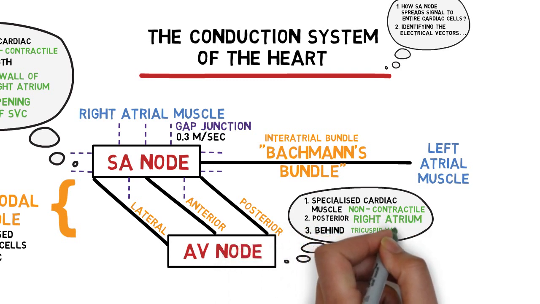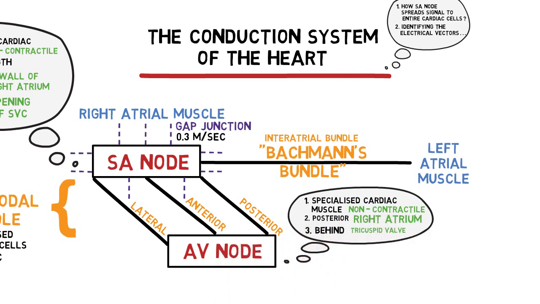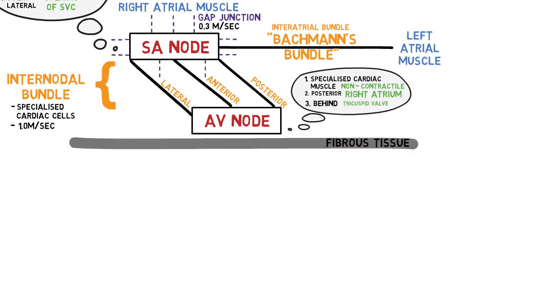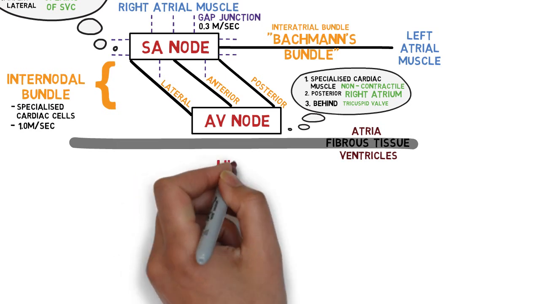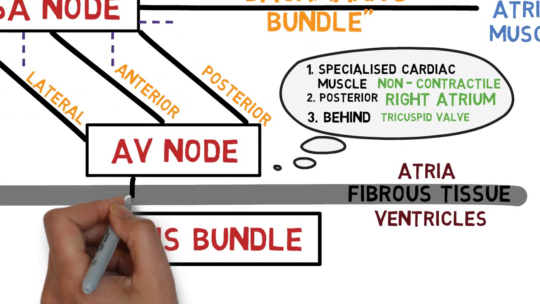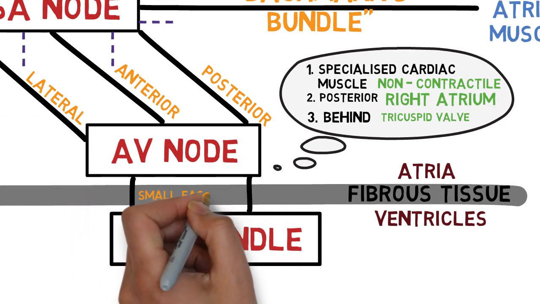AV node is located at the inferior posterior wall of the right atrium, right behind the tricuspid valve. Now, even though the speed at which the signal is transmitted to the AV node is faster than a typical myocyte gap junction, this group of tissue needs to penetrate through a fibrous tissue barrier separating the atria and the ventricles. This will slow down the conduction here so much that it allows the signal spread via other pathways to depolarize the whole atria wall first before it can pass the signal to the His bundle. It passes the signal via small fascicles that squeeze in between the fibrous tissue.